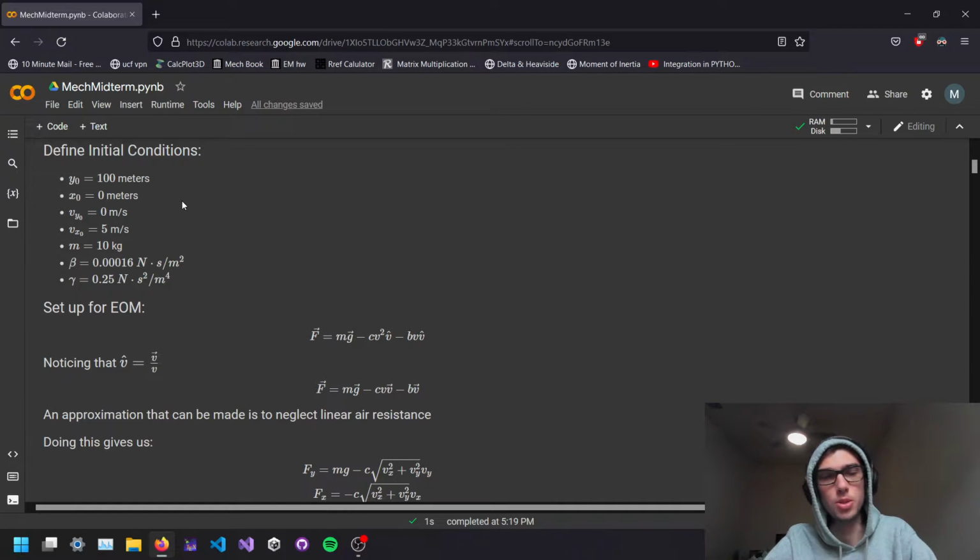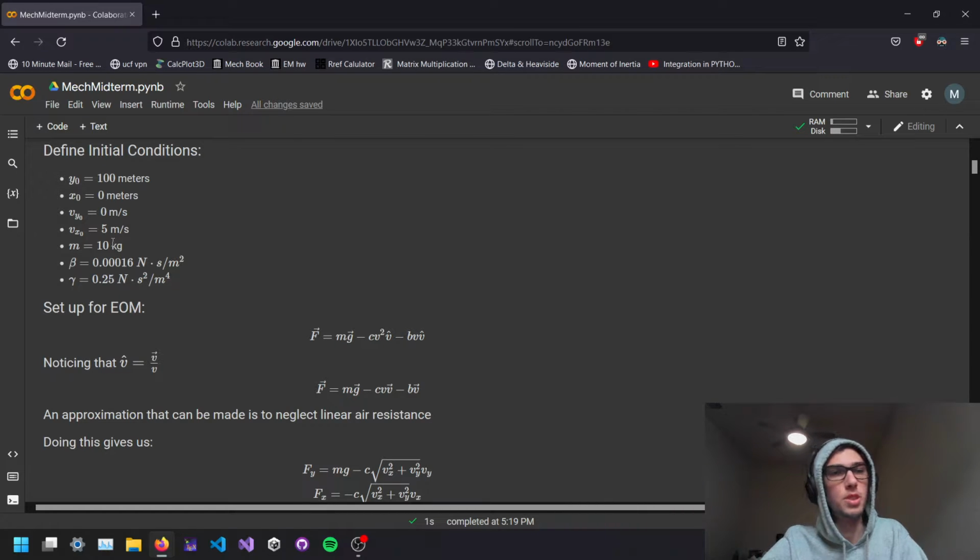So to define the initial conditions, or the initial values, we'll say. We set y naught equal to 100 meters, so the initial y position is 100 meters above the ground. Initial x position is at 0 meters. The initial y velocity was 0 meters per second. The initial x velocity is 5 meters per second.